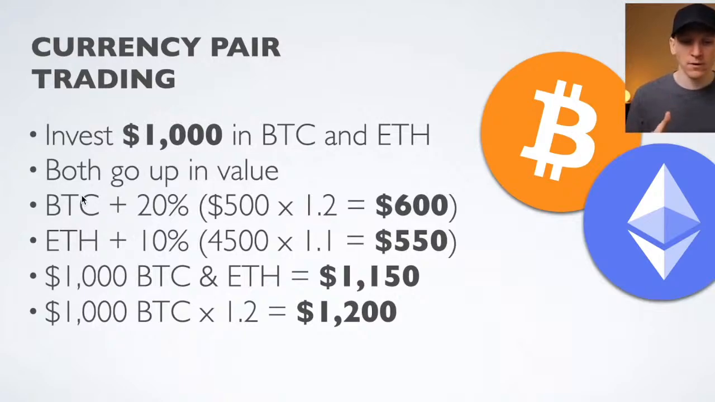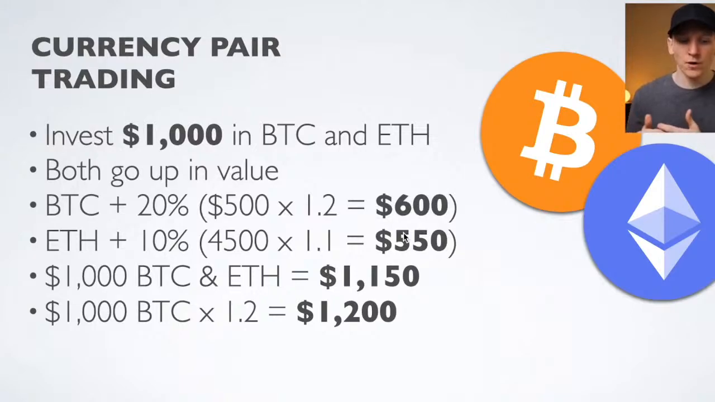Let's say you took $1,000 and invested $500 each, $500 in Bitcoin and $500 in Ethereum. They're the top two cryptos and they both go up in value. Both have gone up, so we're super happy. But you can see here, Bitcoin actually went up 20%, so our $500 times 1.2 is $600. Ethereum though, only went up 10%, so $500 times 1.1 is $550.